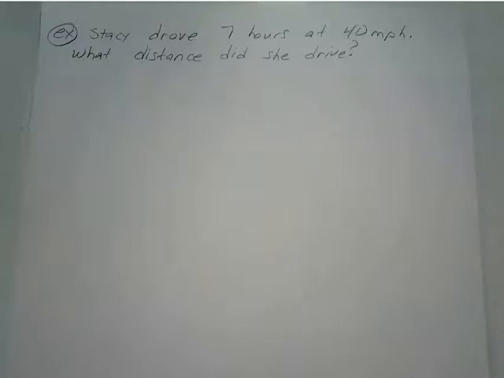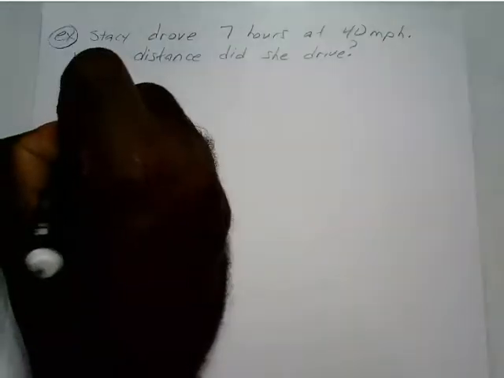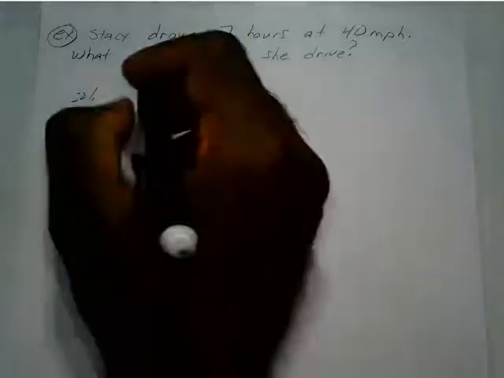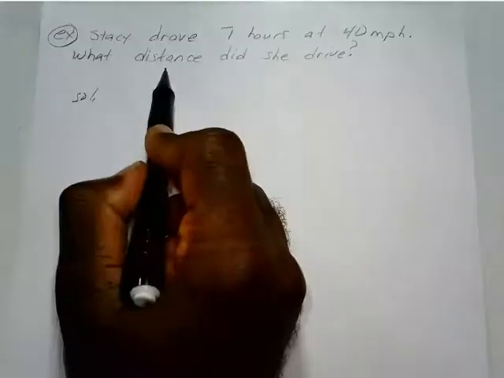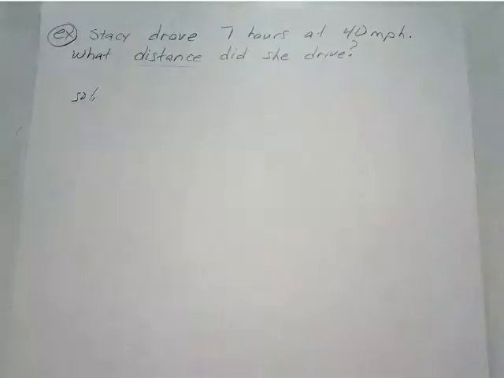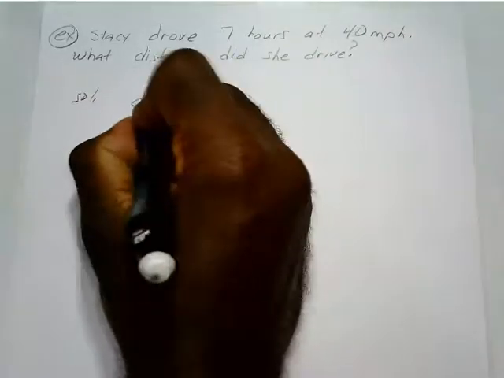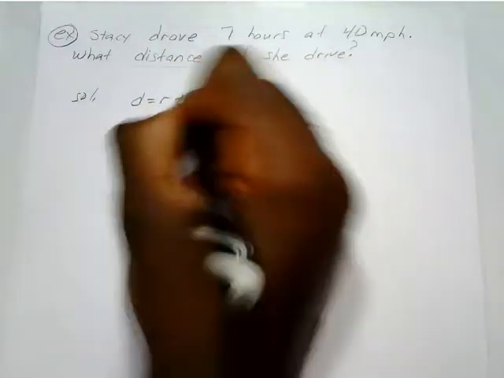Alright. So let's say, for example, Stacy drove 7 hours at 40 miles per hour. What distance did she drive? Alright. So we see here, we're solving for distance. So we know that we're going to use distance equals rate times time.